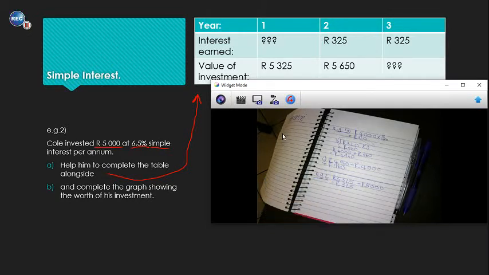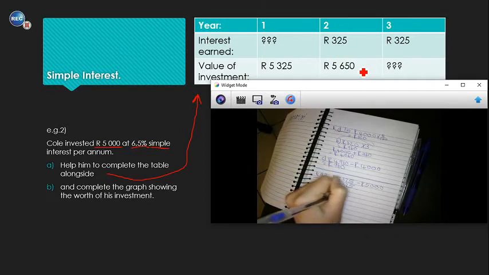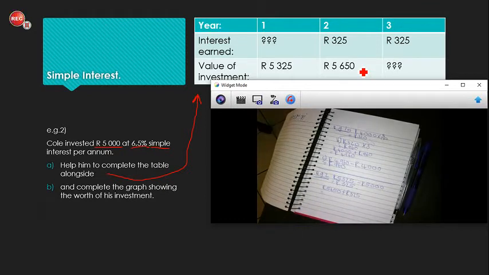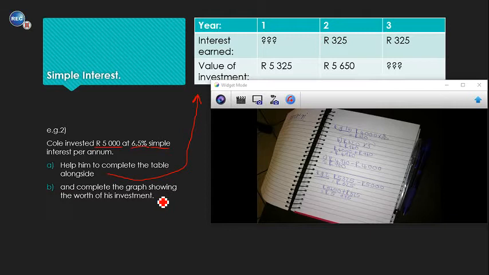And if we look at year 2 and year 3, the interest amount stays the same. So to calculate in year 3 the value of the investment, it would be the 5,650 from year 2, and to that we add 325 Rands, and when we do that we get 5,975 Rands. So now we have completed the 2 parts of the table that were still to be completed. So now we have to draw a graph showing the worth of his investment.